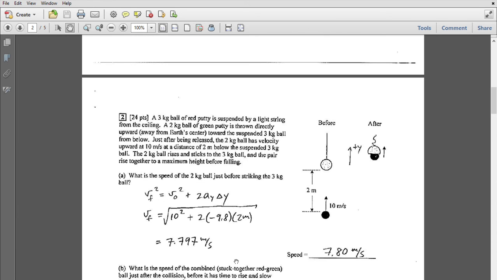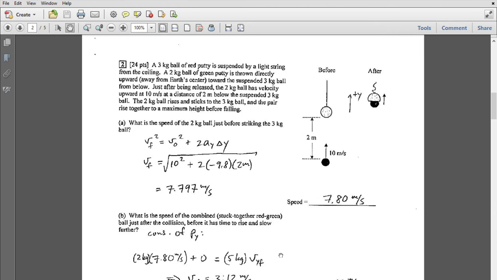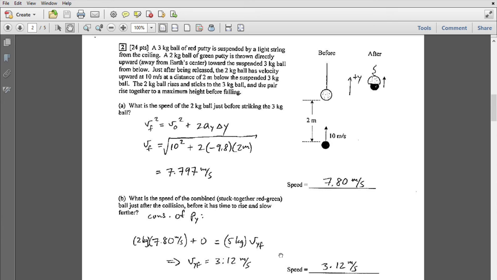So that allows us to solve for it. It's going a little bit slower when it hits that ball up there, 7.797 meters per second. What is the speed of the combined stuck together red-green ball just after the collision, before it has had time to rise and slow further?